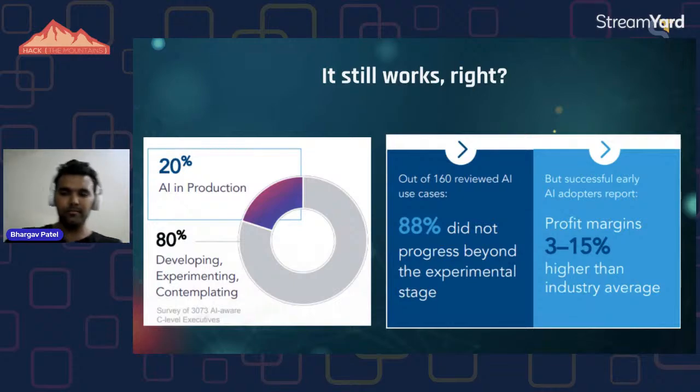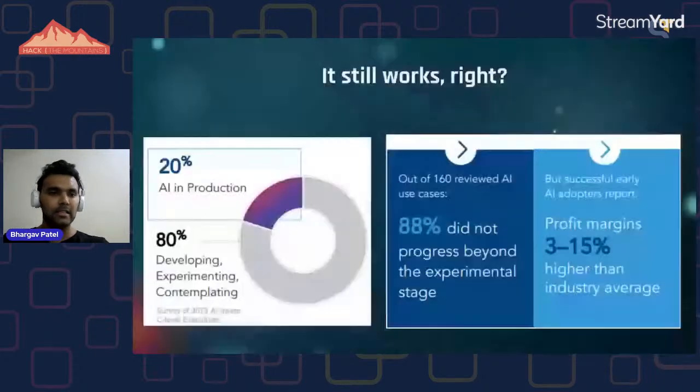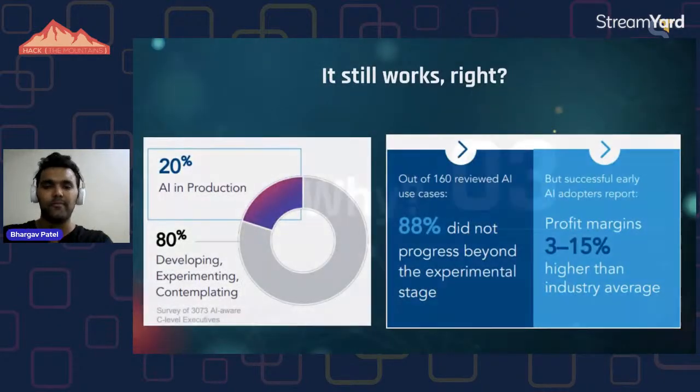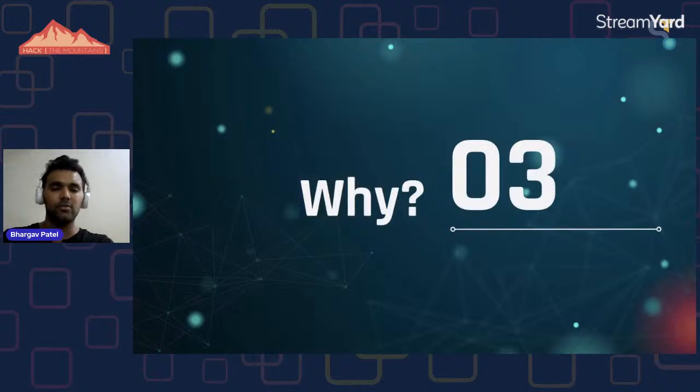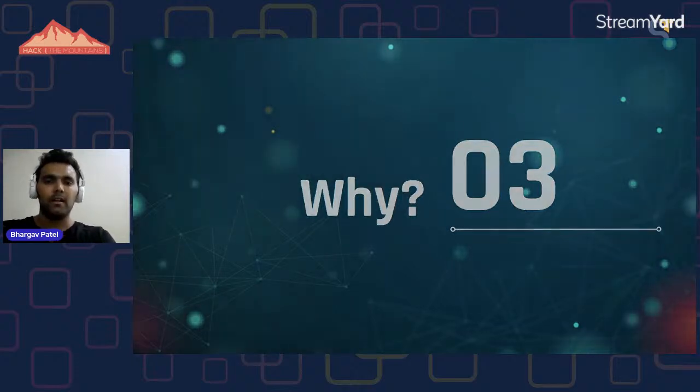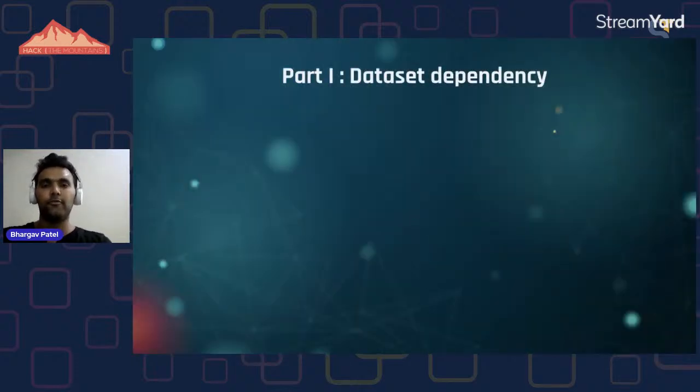So MLOps helps in this segment, but why? Why is developing a model not enough? Putting it into an EC2 is not enough. So we'll see. I've divided this into four main parts.